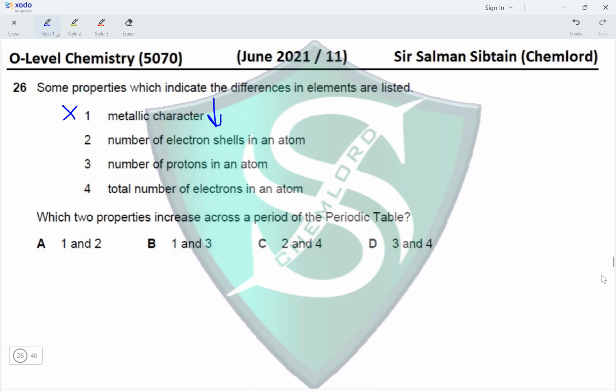Two, number of electron shells in an atom. They stay the same. They do not increase or decrease in a period. Three, number of protons in an atom, they increase as we move along a period. So statement three or property three is correct. And four, total number of electrons in an atom, as we move along the period, the number of electrons present increases, but the shell number remains the same. So property number four is also correct. So properties three and four are correct, making option D the correct option for this question.